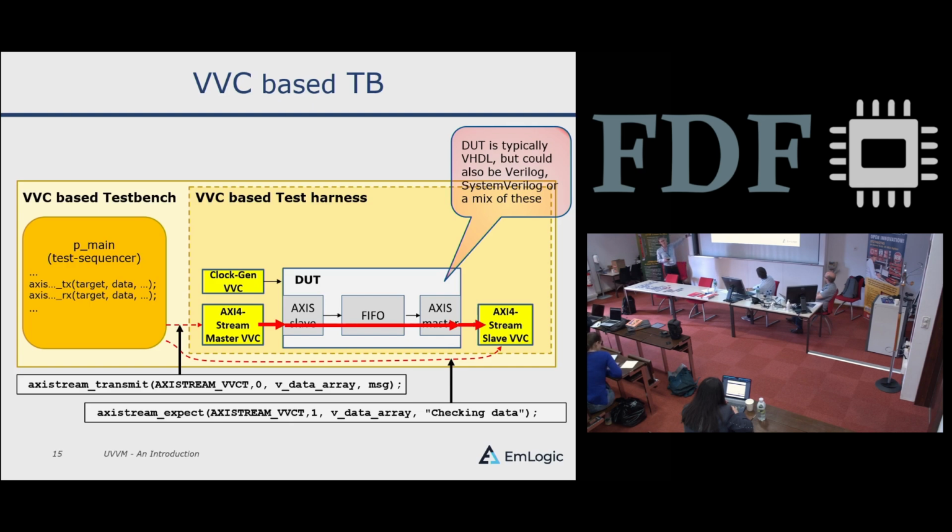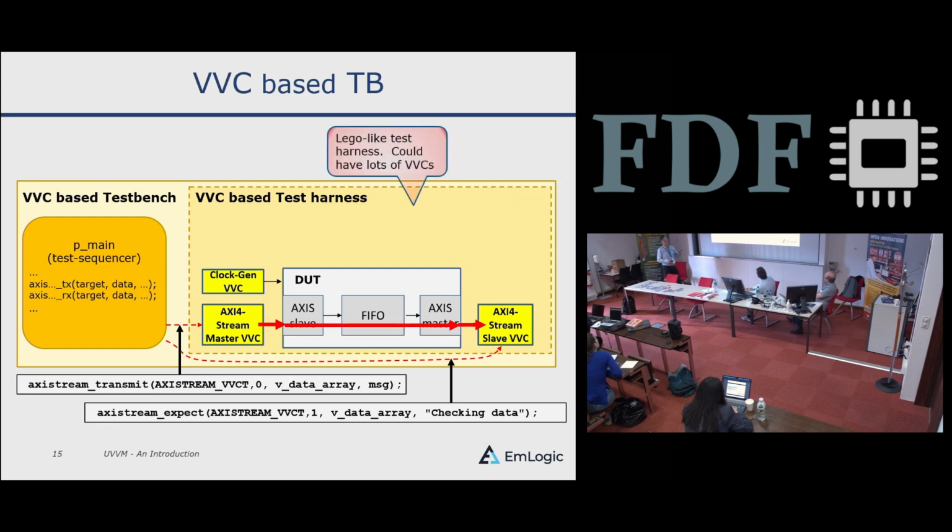The device under test here is typically VHDL because UVVM is VHDL, but it could, of course, also have a VHDL test bench or Verilog. That works fine as well. It's a Lego-like test harness in the sense that all we have to do here is to connect these verification components directly to the device under test as you connect any IP, but you don't have to connect those to the sequencer because they're globally connected to the verification components via global signals. So that means you can change your test harness as you like with no changes to the hierarchy, changes to the signals in the hierarchy, sorry.